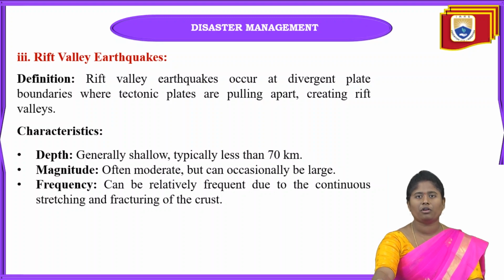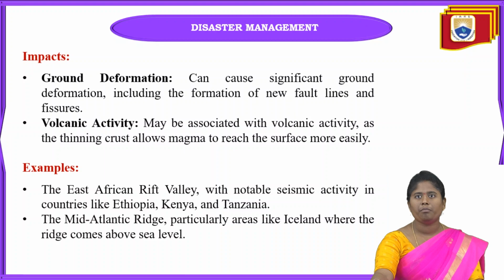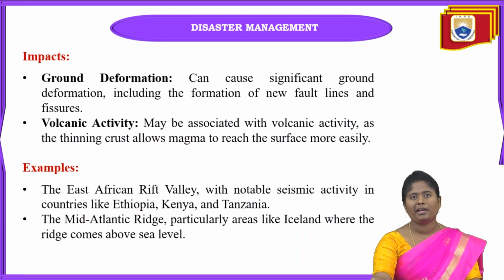And what will be the frequency of this? Due to continuous stretching and fracturing of the crust, the frequency of these Rift Valley earthquakes can increase. What is the main impact of this one? Ground deformation. There will be deformation of the ground surface with the formation of new fault lines and also fissures. I think in the last class I showed you where these faults and fissures are present on the earth's surface. When this type of Rift Valley earthquake occurs, ground deformation will be there, and that may cause new fault lines and fissures.